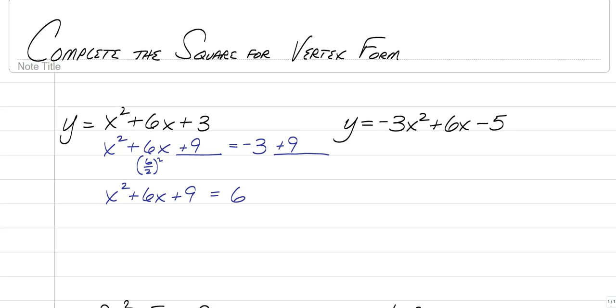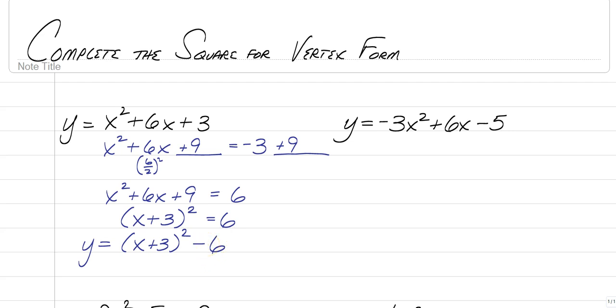Now the next step was writing it as the square of a binomial. So x squared plus 6x plus 9 can be written as x and then half of your b value. So half of a positive 6 is a positive 3. And we square the parentheses, and that's equal to 6. So now our last step is to just get this in vertex form. So we would say y is equal to the quantity x plus 3 squared minus 6.